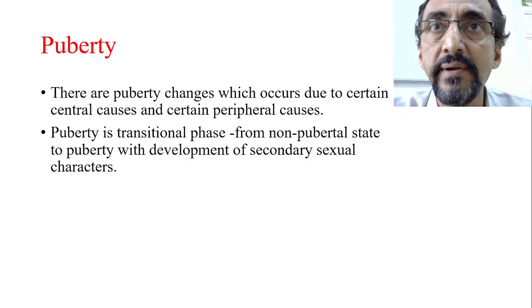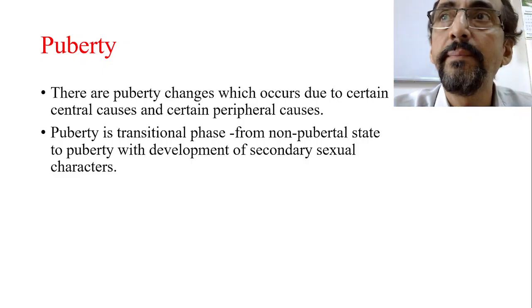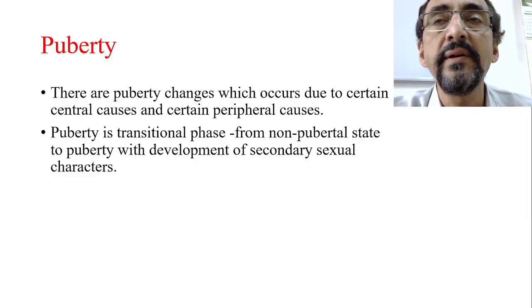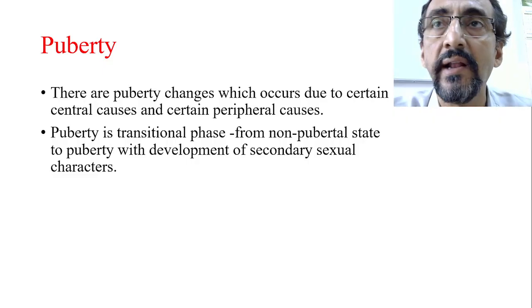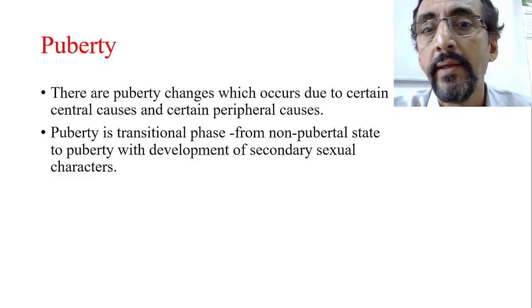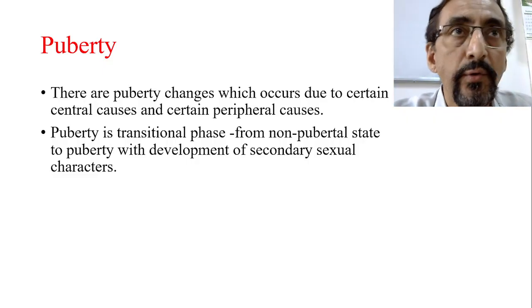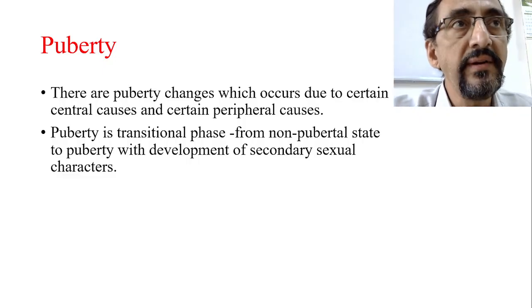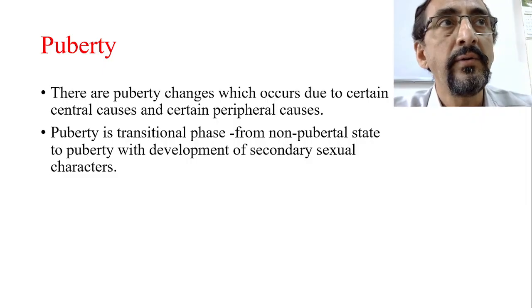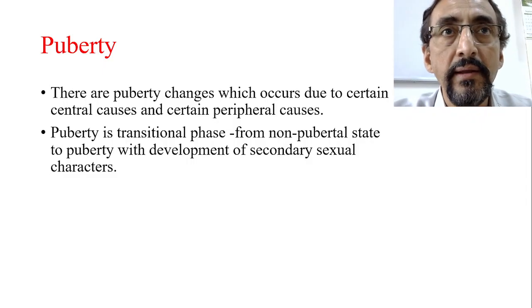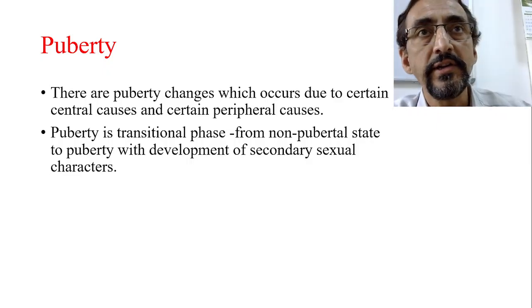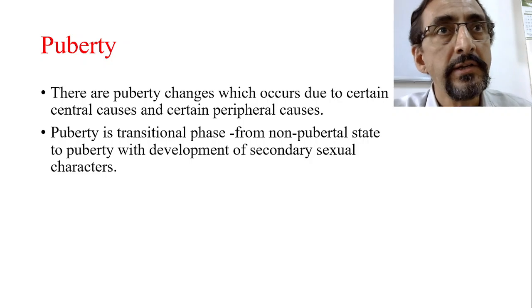When I say centrally mediated, it is mediated by the pituitary gland, and when I say peripherally mediated, peripherally means it is mediated through the adrenal gland or the ovary. So puberty is a transitional phase, from a non-pubertal stage to the pubertal stage. Puberty is that stage when a non-pubertal stage gets converted into the pubertal stage.